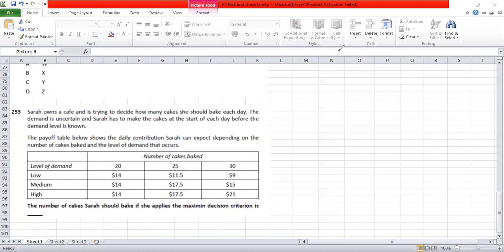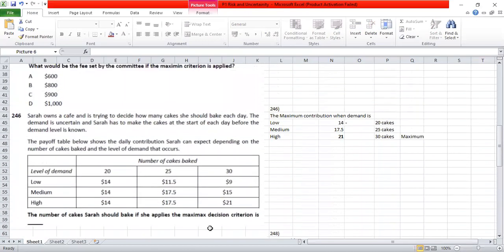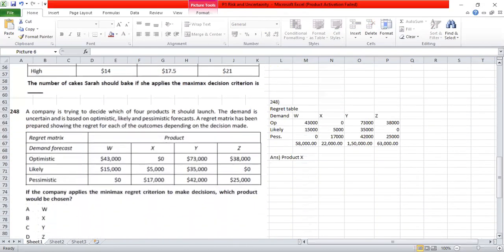Sarah owns a cake shop and is trying to decide how many cakes she should bake each day. The demand is uncertain and Sarah has to make the cakes at the start of each day before the demand level is known. So the payoff table below shows the daily contribution. The decision criterion is maximin. We have done maximax for the same situation. Now for the same scenario, we have to do maximin.